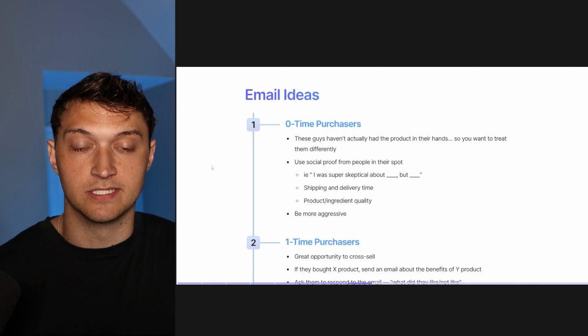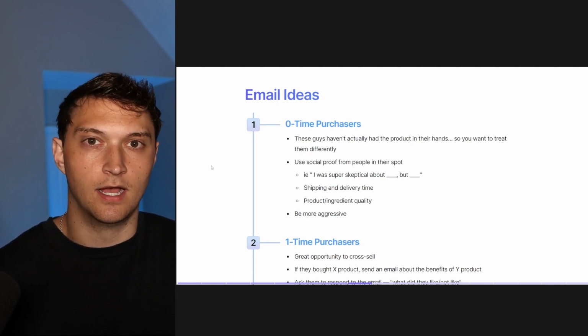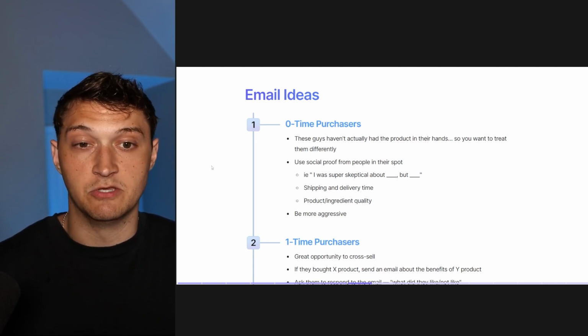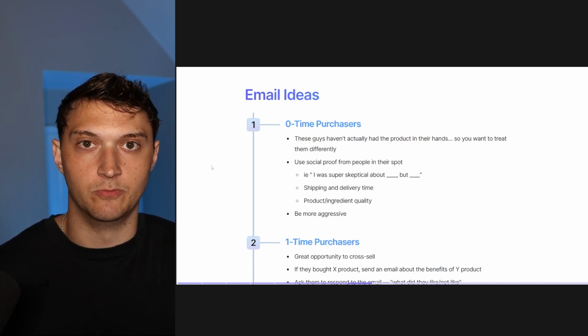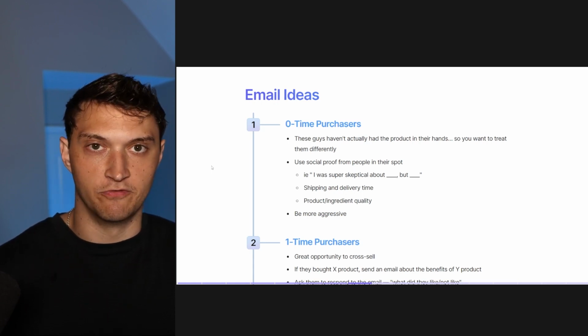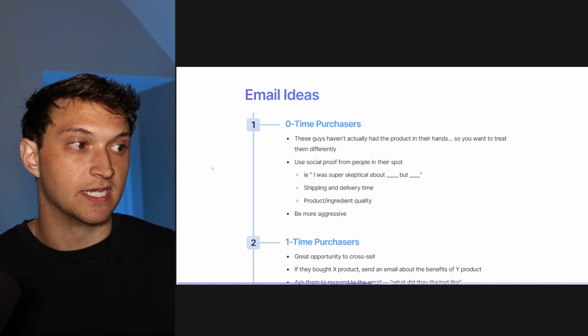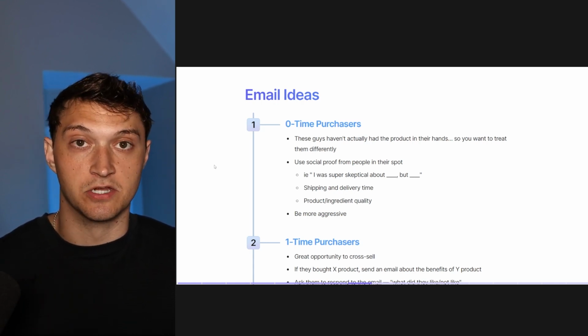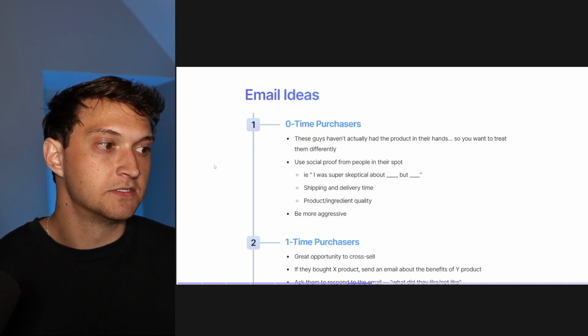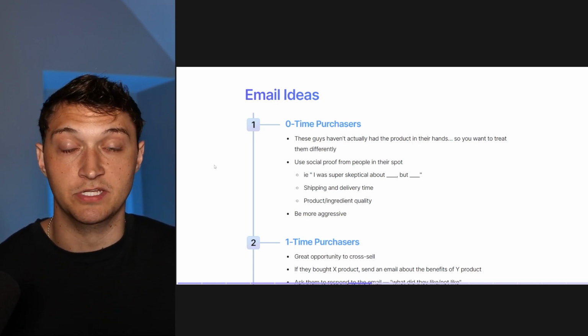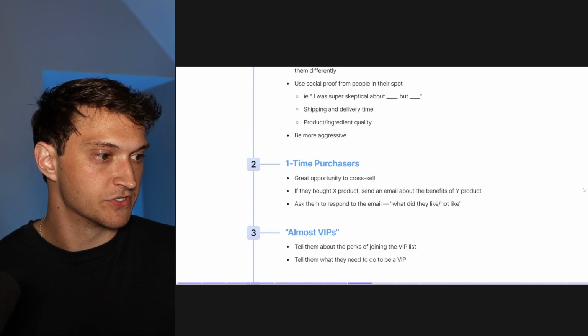Information about shipping and delivery time, because you got to think they've never been shipped the product before. Same thing with product, ingredient quality. They might be a little bit skeptical. So you want to solve those particular objections that are particular to zero-time purchasers. And you can be a little bit more aggressive because it's either they make a purchase or they don't. So that's why you can be lenient in your offers.